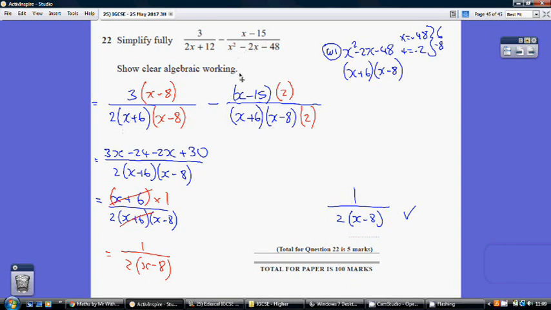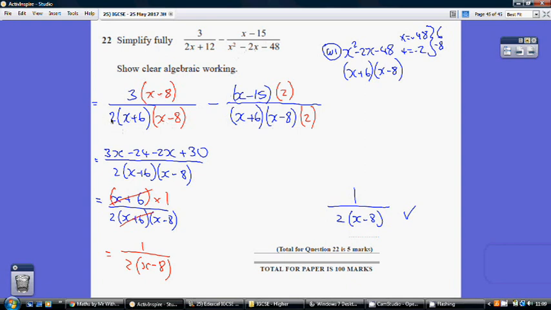Now, in order to take away fractions, I need a common denominator. So I've already got an x plus 6 and an x minus 8 over here. So to make the denominators common, I need to have an x minus 8 in the denominator over here. So that's where that x minus 8 comes from. Now I can't change the fraction overall, so if I'm multiplying the denominator by x minus 8, I also need to multiply the numerator by x minus 8.